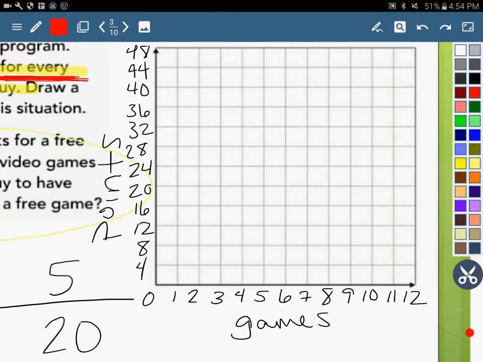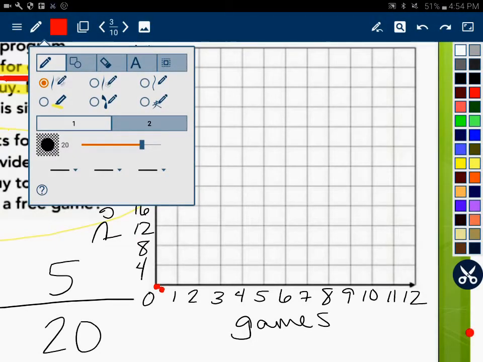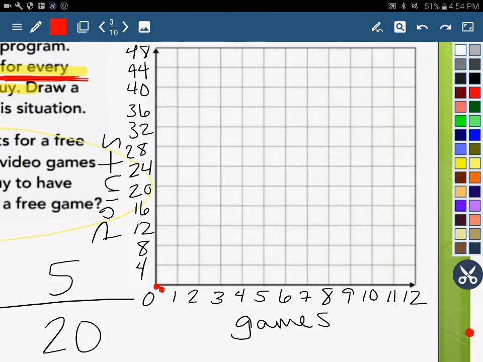So I'm first going to plot the points down from my table. First, no games get you no points. So 0, 0. Well, that's not big enough. Instead of 20, let's make it a 30. Okay, let's label that. Now one game would get you 4 points. So there's that one. And 5 games would get you 20 points. So there's that one. Now, if you notice, these 3 points look like they're forming a straight line.